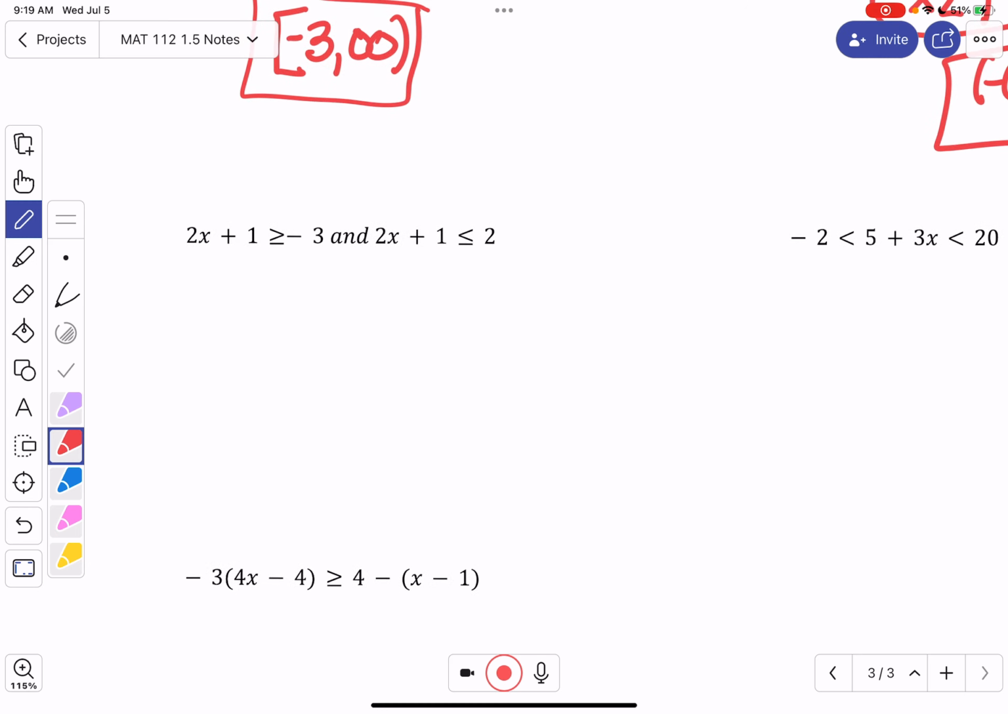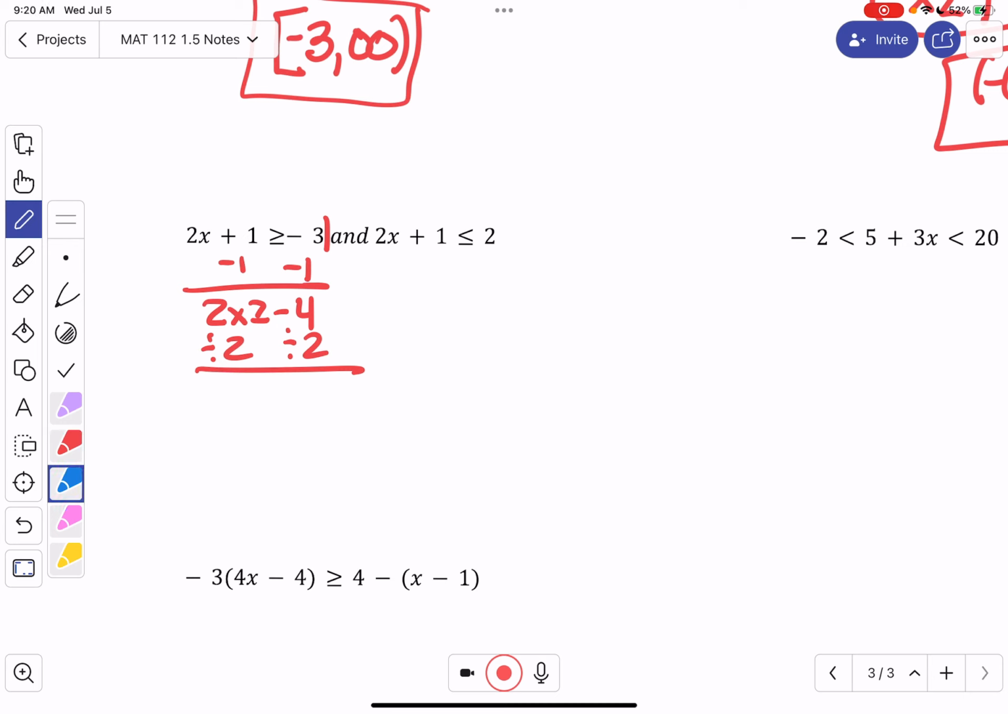All right. And this just tells us we have 2 things. So we just solve them both separately. So for this one, we're going to subtract 1 from both sides. Divide by 2. And because the number we're moving, that 2 is positive, we're not doing anything to the sign. So we get x is greater than or equal to negative 2.